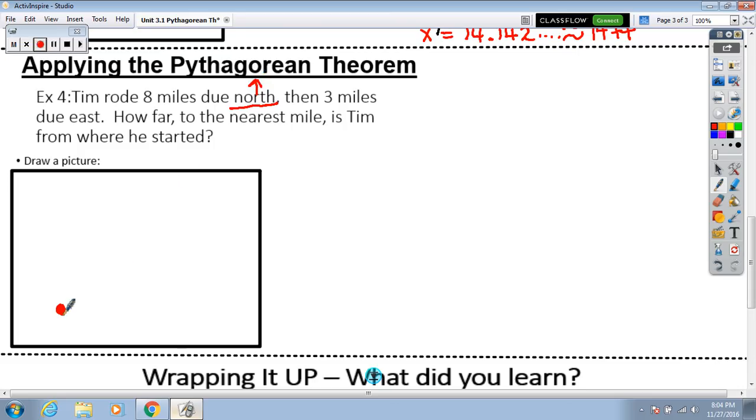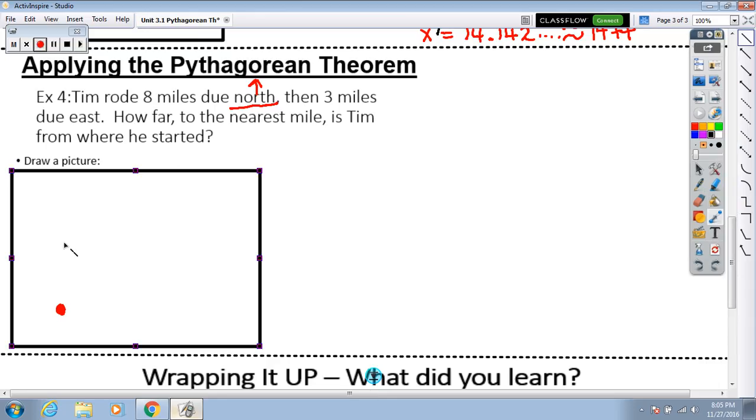So, from my dot, I'm going to draw a line. Okay. Let me try to make that a little bit better of a straight line. That is not working. So I'm going to use my little tools. And we will draw a line that goes straight up. Alright. Then he went 3 miles east. Okay. So 3 miles east. East is to the right. I remember East Coast that way.